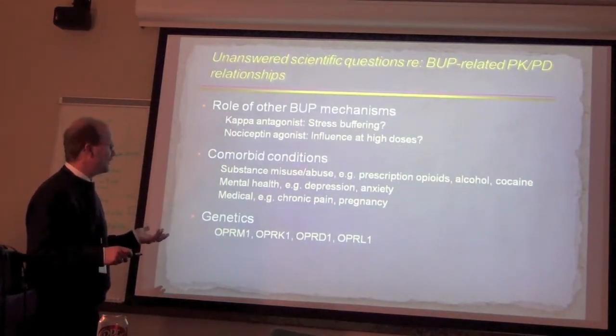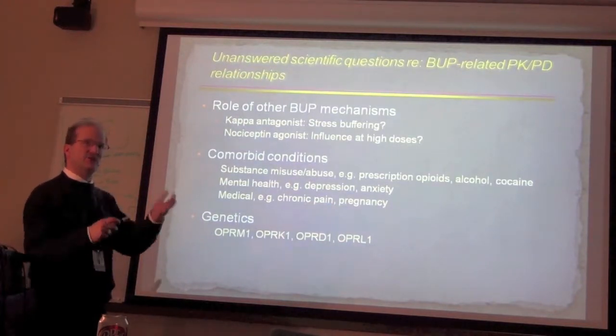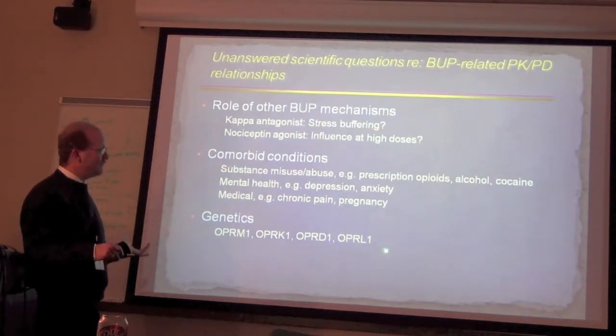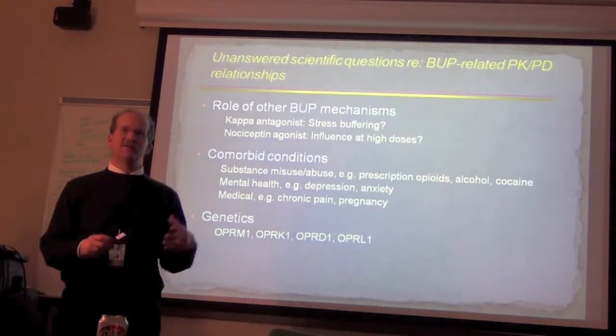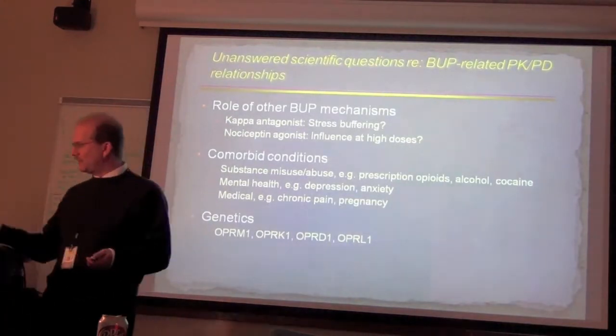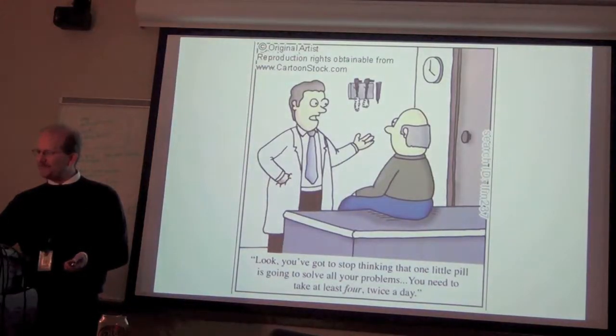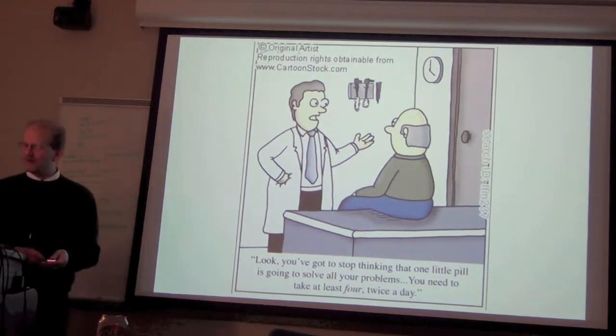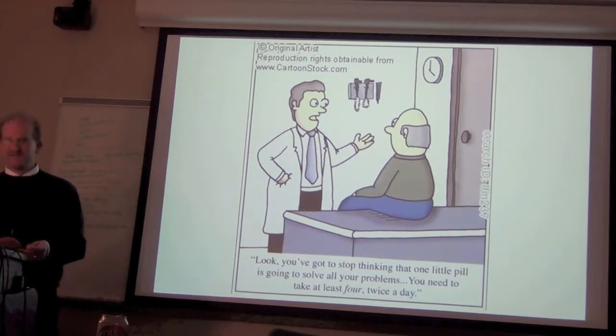It's shown promise in pregnancy. It may have some promise in chronic pain. Again, you don't develop as much tolerance to it as some other opioids. And there's some interesting work, I think, that could be done with genetic polymorphisms to look at some of the heterogeneity of response. So I think with that, look, you've got to stop thinking one little pill is going to solve your problems. You need to take at least 4, twice a day.